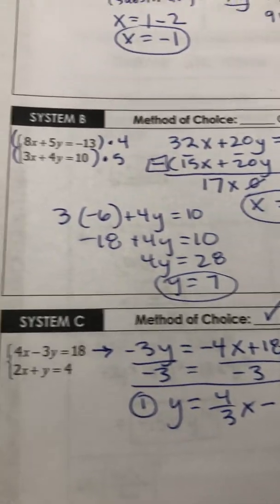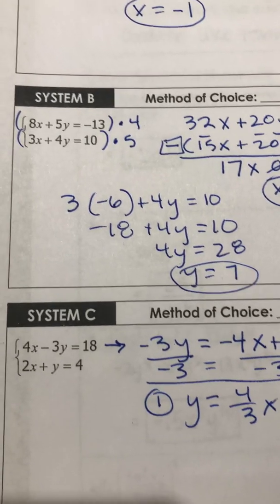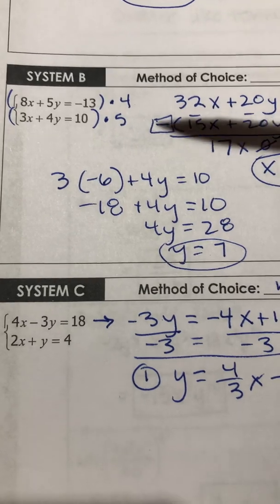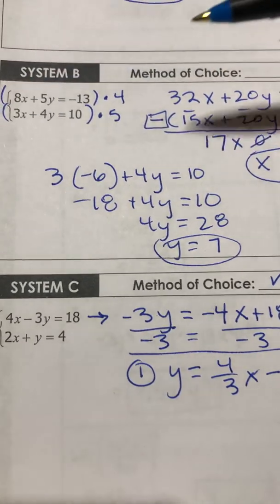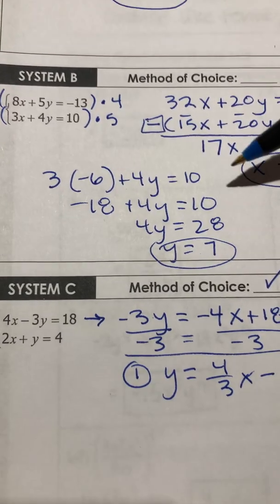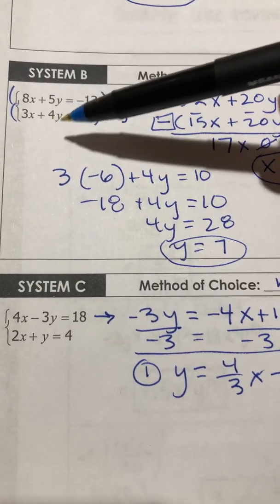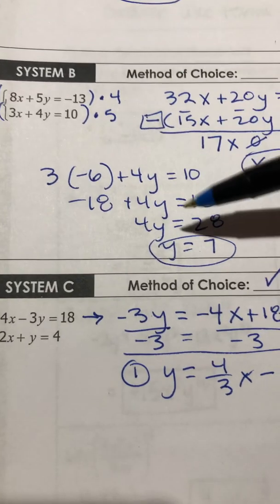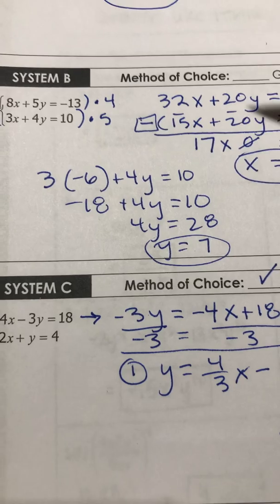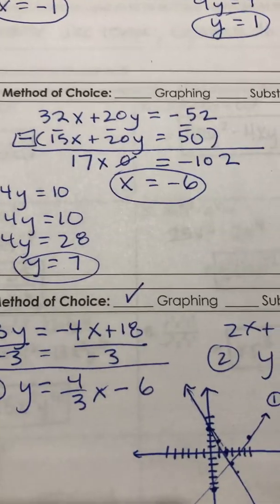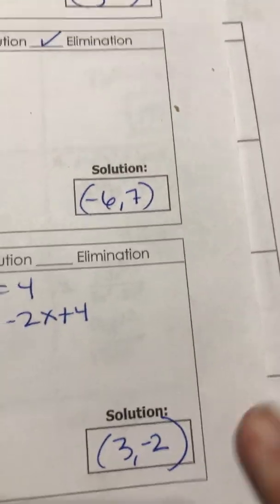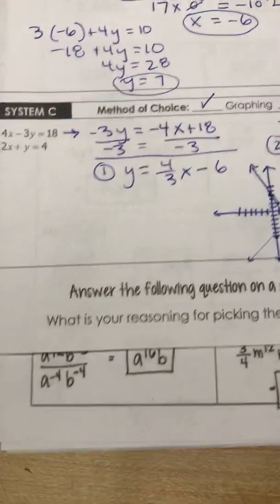I'm going to plug it back in. So hopefully you can tell which one I plugged it back into. It shouldn't matter though. I took my -6, which I found, I decided to plug it into the second equation. So 3 times negative 6 plus 4y equals 10. So again, I just plugged it into the initial equation. I went through my steps and I got y equals 7. So in essence, I got my ordered pair. So x comes before y, so I should have negative 6, 7. Great. Last one, this is the graphing one.